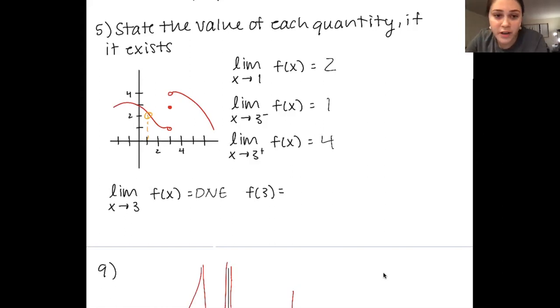All right, so the function value, f of 3. We see that the limit from the left is 1 and the limit from the right is 4, but neither of those are equal to the function value. We just have a floating point there at f of 3, and it's equal to 3.